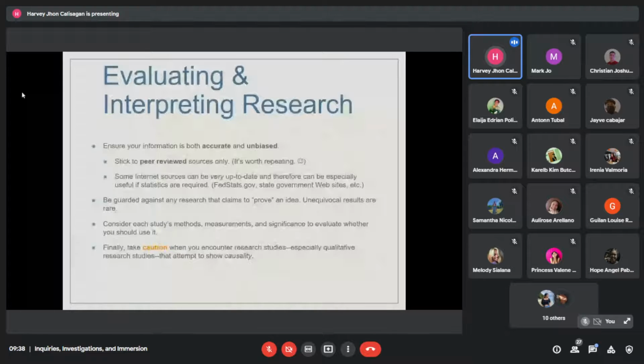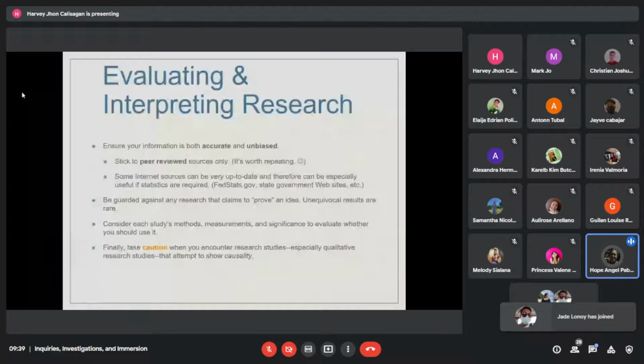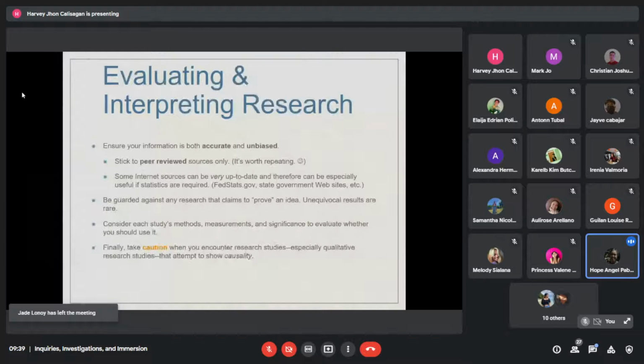I could say that my research is unbiased and accurate, sir, if the information in our research is really cited, if the research is legit, and accurate means the information was obtained and used correctly. Okay. Thank you so much for your idea, Hope.